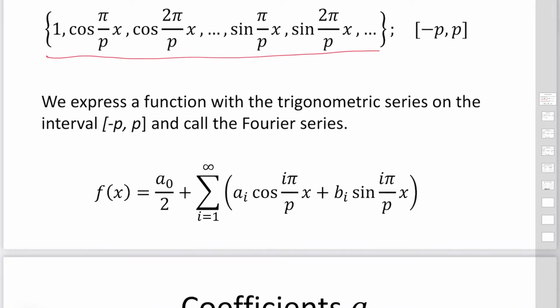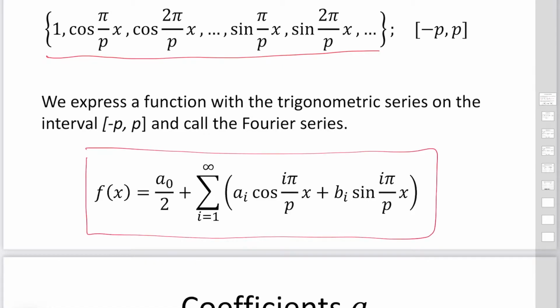We express the general function f with a trigonometric series on the interval minus p to p, and we call this expansion a Fourier series. So f(x) is expressed as a sub 0 over 2. This is a constant term. Plus the sum starting from i equals 1 to infinity.